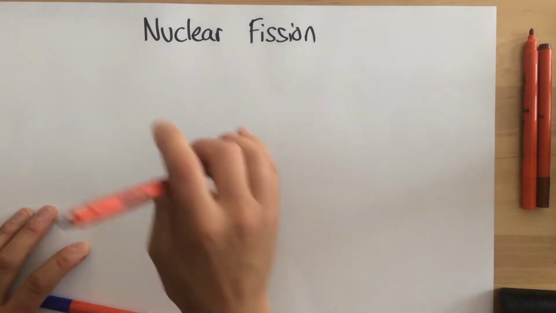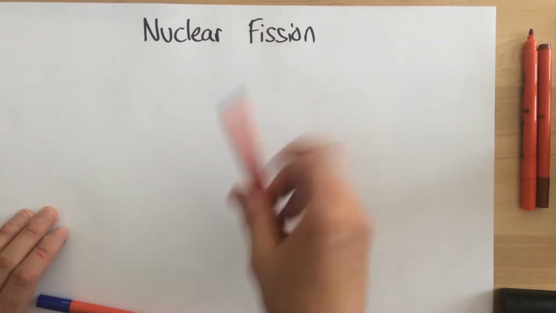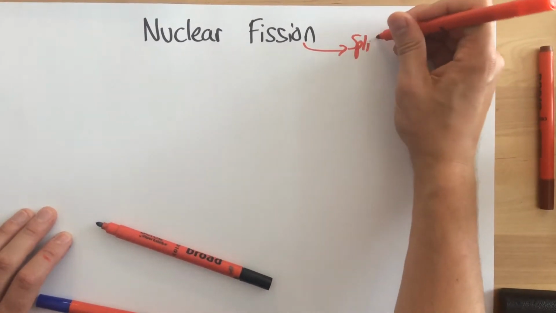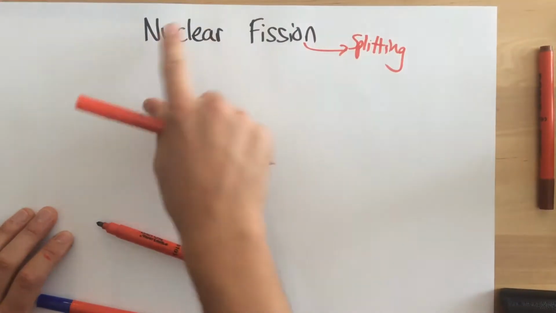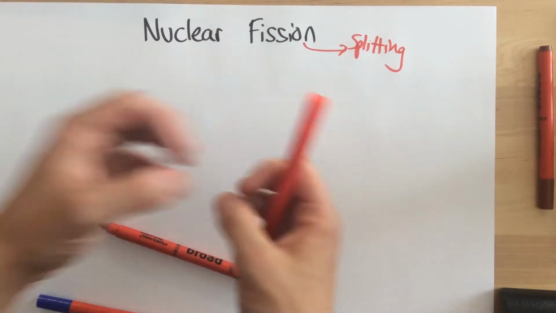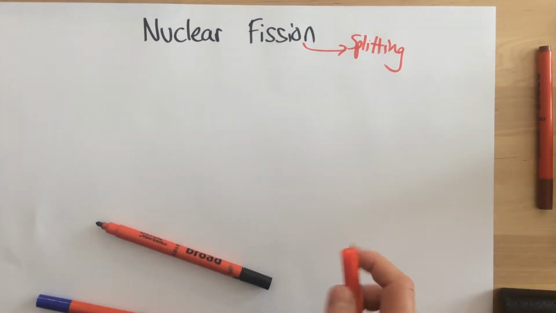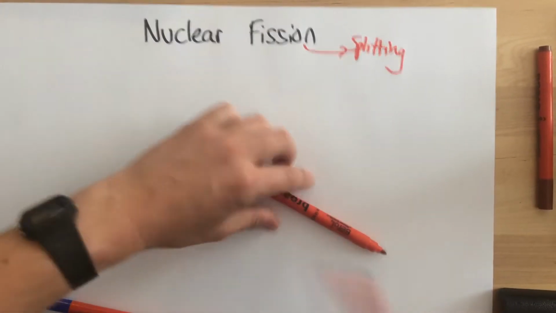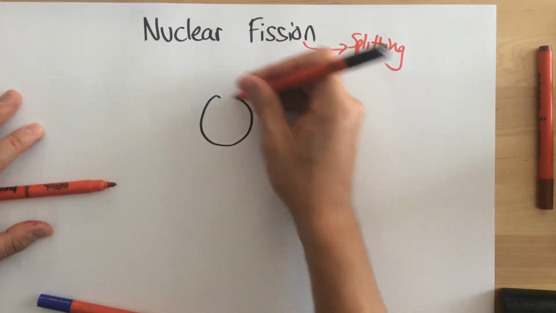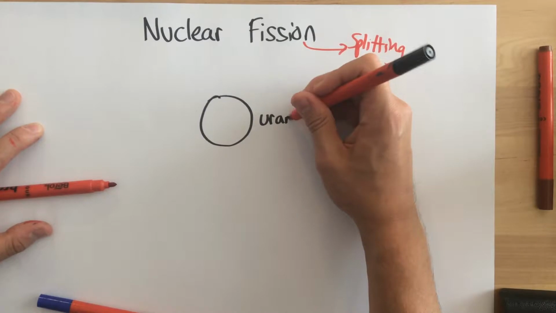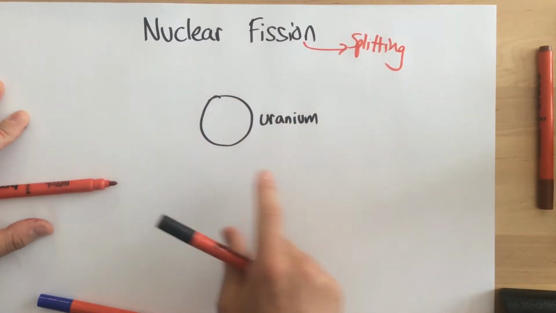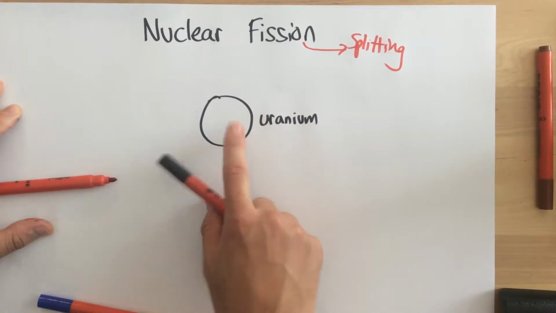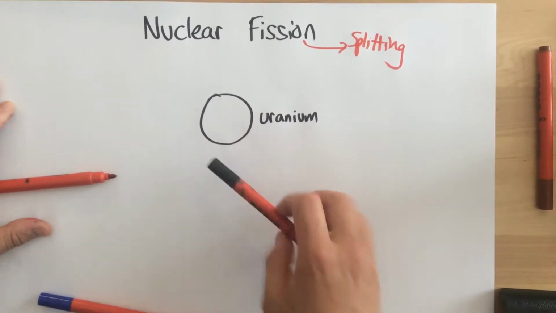Okay, today we're going to learn about nuclear fission. So first of all, the word fission means splitting, and we have the word nuclear here because it's to do with the nucleus of a radioactive material. So in nuclear power stations, we usually use uranium. Now, uranium has a large, unstable nucleus, and we could utilise this in order to release lots of energy.